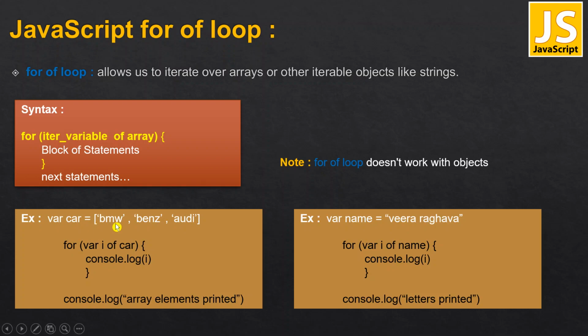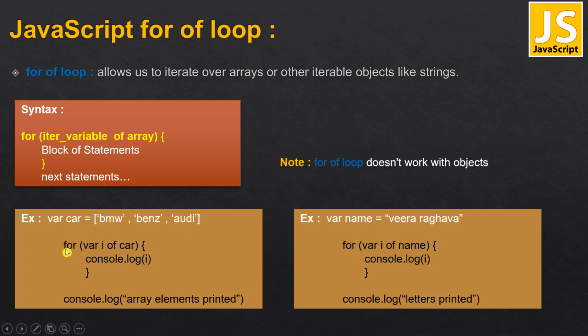Let us say, suppose we are having an array, say cars: BMW, Benz, Audi. This is an array, right? If you want to loop through these, then you can implement that loop with the for of. Let us see it. For iterating variable i of, that is the keyword, then the array. Here the array name is cars, so the bracket closed, then the code block opened. This is the block of statements. console.log of i.